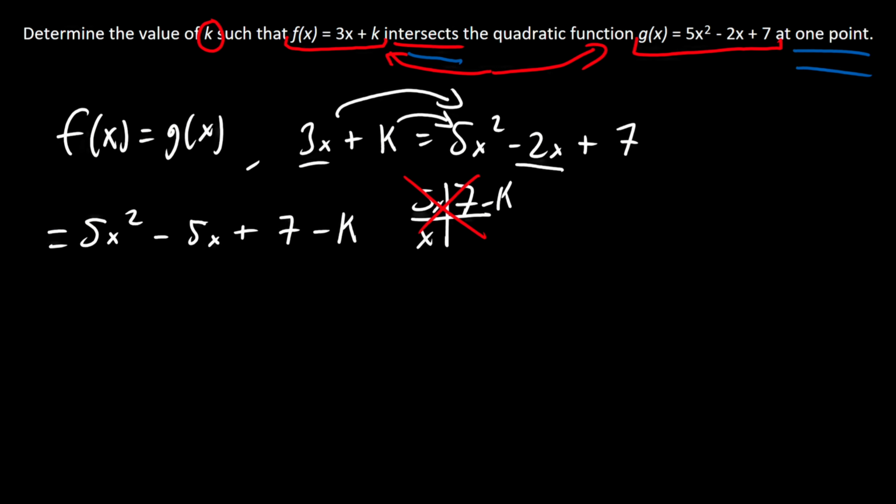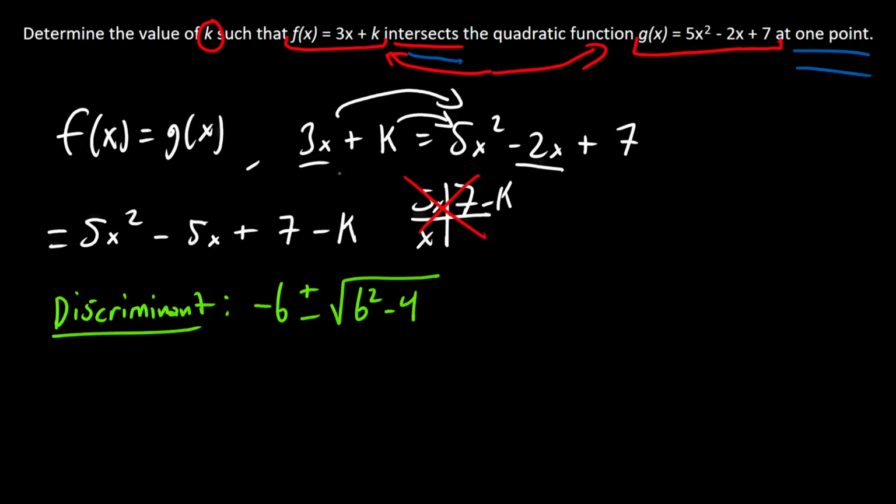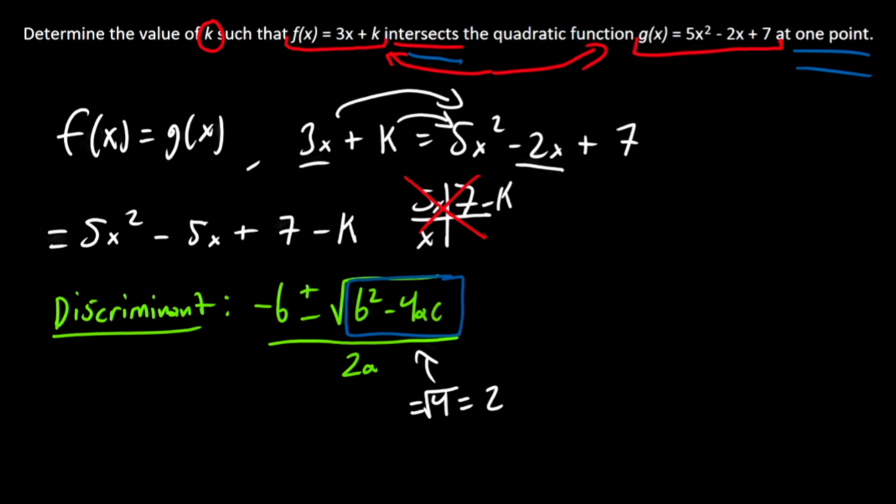From here, we can use the discriminant, which is basically just part of the quadratic formula: negative b plus or minus the square root of b squared minus 4 times a times c, all divided by 2a. The discriminant is the part of the formula inside of the square root. Using this discriminant, we can determine how many possible solutions there could be for a function. Let's say the discriminant equaled 4. Taking the square root of 4, we would get 2, or rather positive or negative 2.